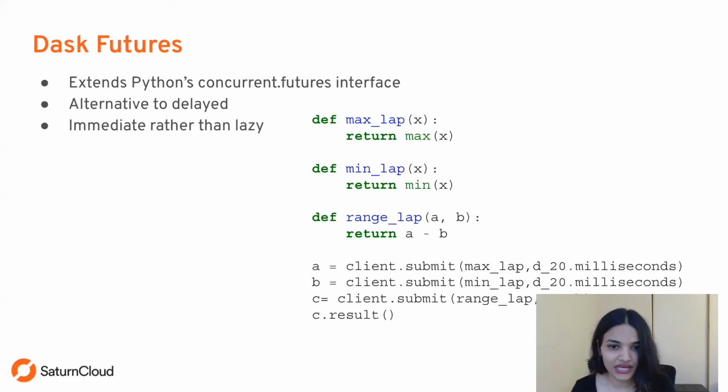Here again, I have the same functions which I used before, in single node: finding the maximum lap time, finding the minimum lap time, and finding the range. Now, futures has the submit function. This submit function is going to submit the task to the workers, and each of these tasks will be executed in the most parallelized way. Then the result will be stored in the remote thread, which you can extract using c.result.